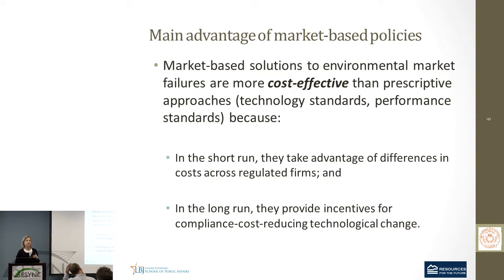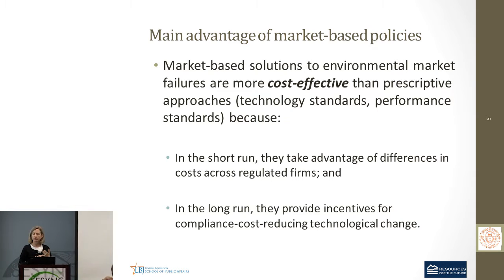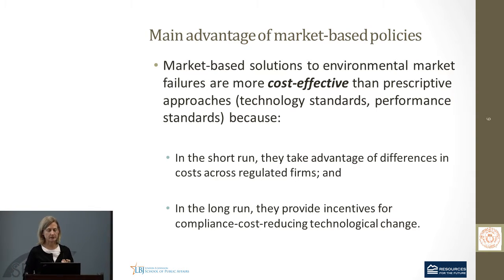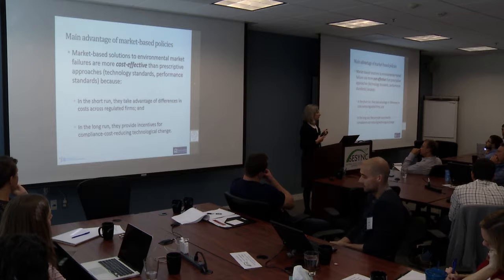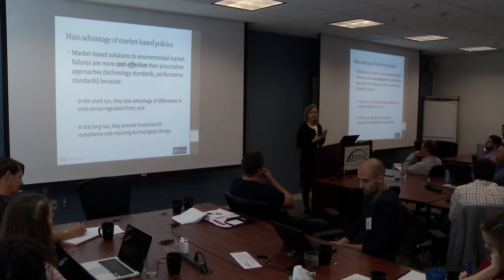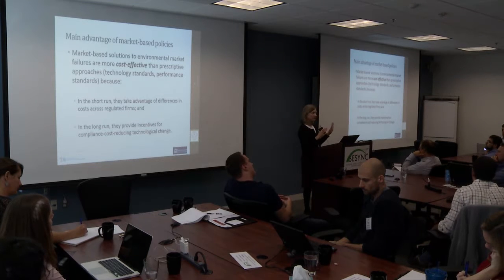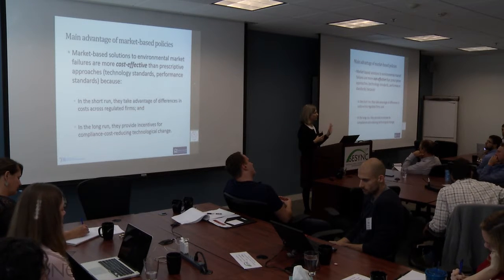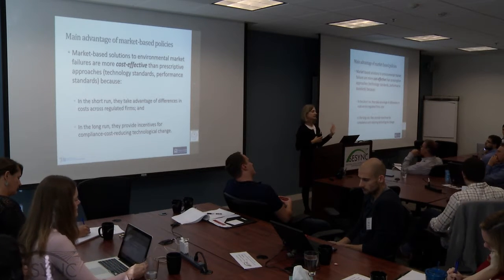There are two reasons for this. One is a short run reason, and I'll go through the logic of that in a few minutes using some graphs. In the short run, they take advantage of the fact that some firms have different costs of abatement than others. If there's no variation, no heterogeneity at all in what firms would do to comply with the regulation, then this doesn't matter at all.